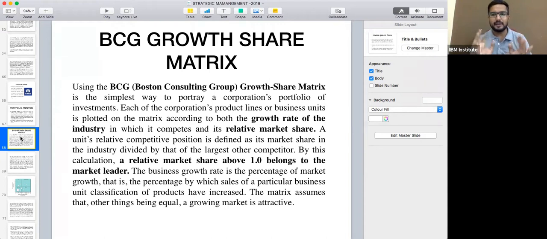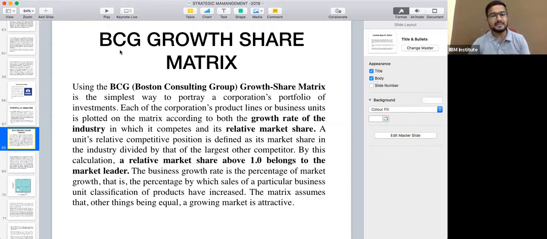When we compare the organization on the basis of these two grounds, competitive position can be shown through market share, and growth through market growth. I'm repeating once again: market share and market growth. Whenever we analyze the company's position in the market on these two grounds, that analysis belongs to the BCG matrix. If a company's market share and market growth are high, definitely the company is highly competitive in the market.